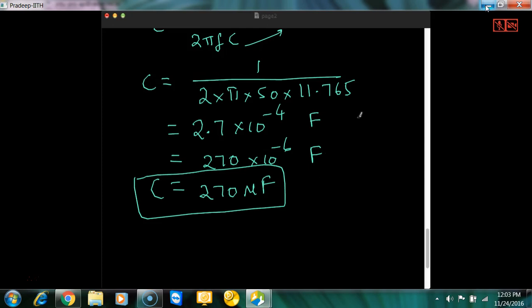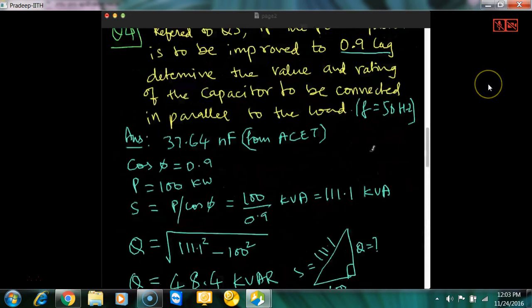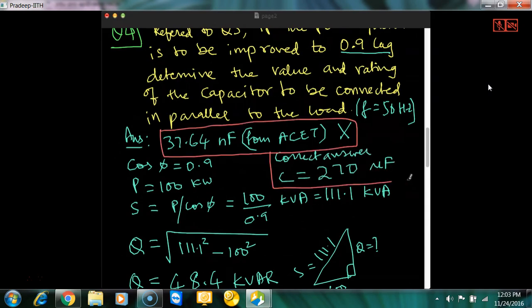Okay, so now if I go back, this answer is not correct. So the correct answer is in microfarads. So it's okay, it's very normal. Sometimes all the answers need not be correct. So let's go to the doubt.